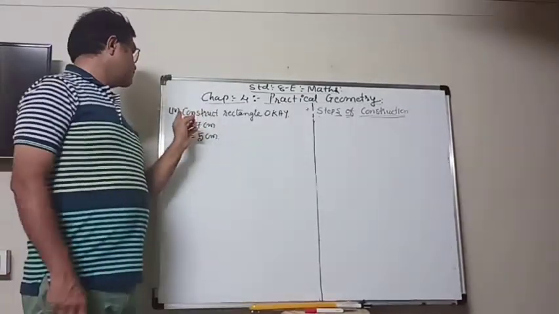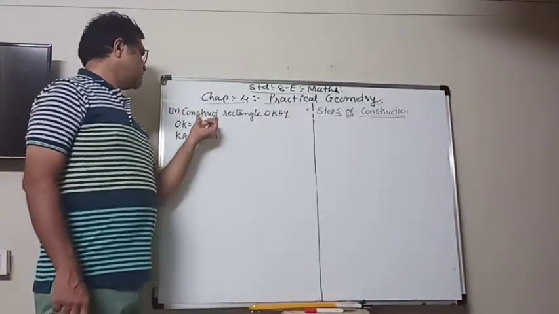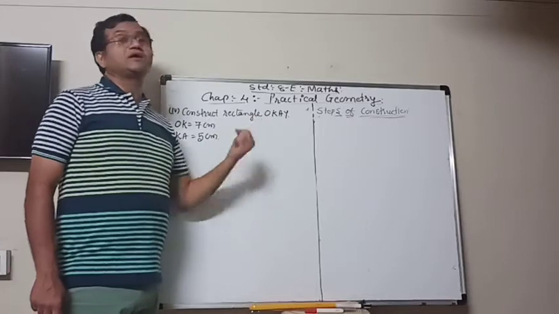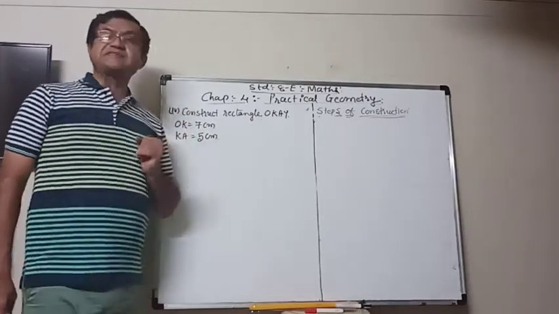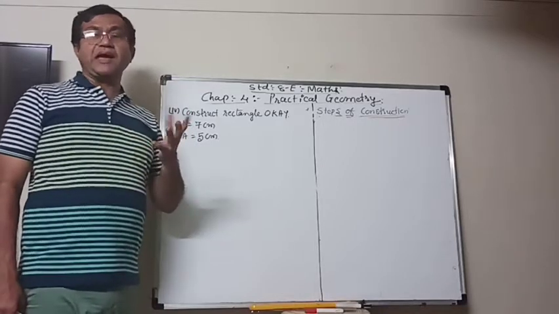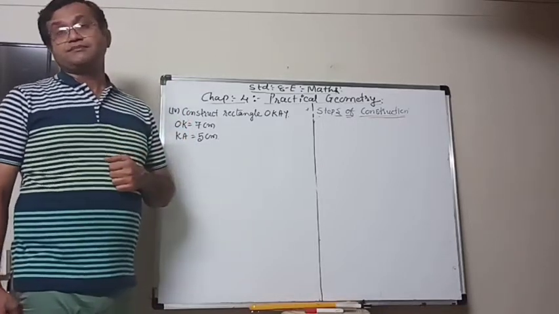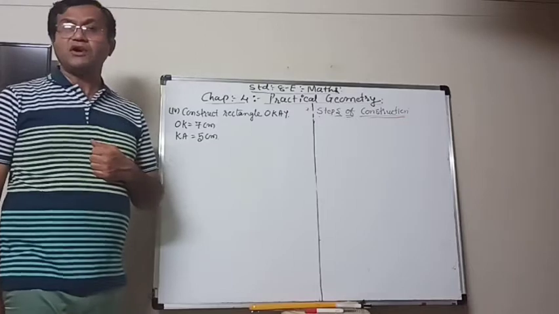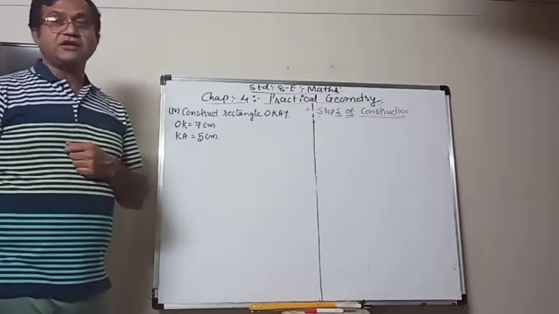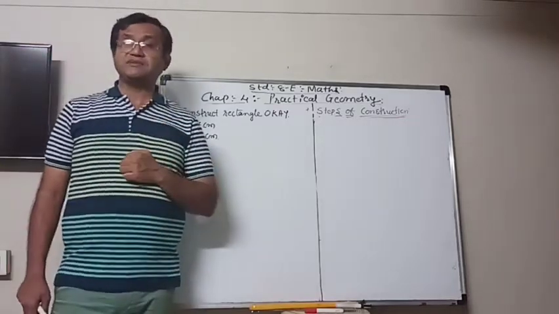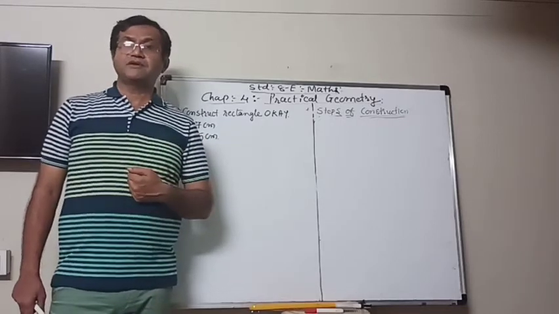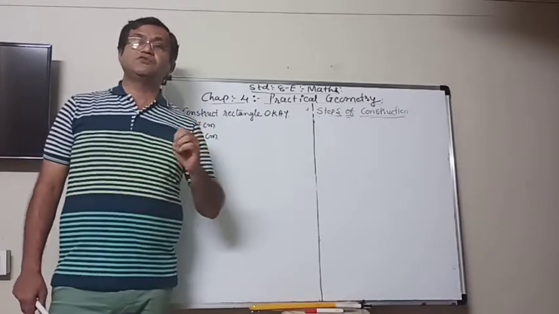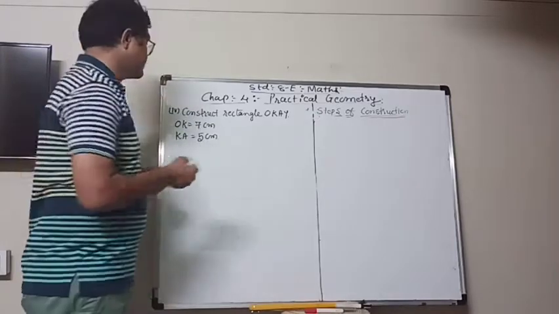Now the fourth one is construct a rectangle OKAY. But only two sides are given. The three angles are not given. Then without angle, how can we draw it? But then you know that rectangle means all the angles are 90 degree. It means that the three angles will be of 90 degree.